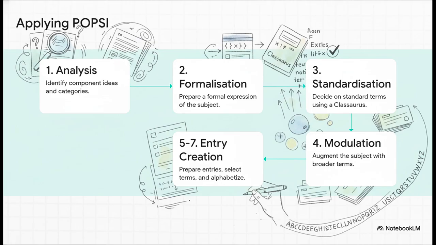And here's the whole process, from start to finish. It's these 7 steps that take you from just looking at a document to having a fully alphabetized index. Some really key steps in here are standardization, where you use a special kind of thesaurus to pick the right terms, and modulation, which is where you add in broader terms to give the user more context.